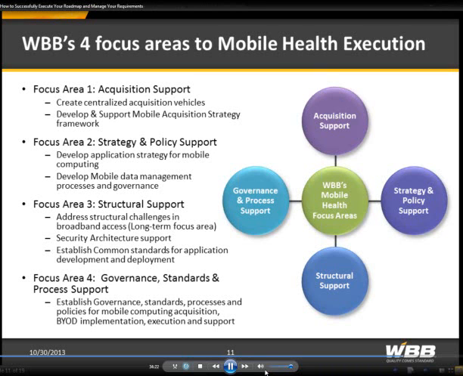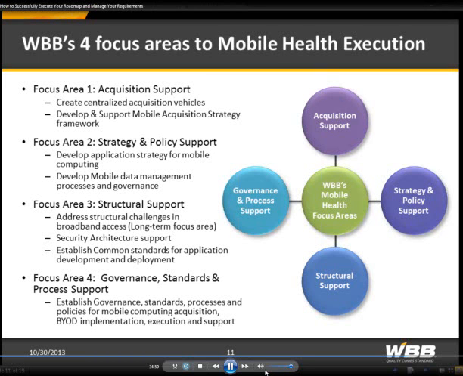We're doing that for one of our DHS clients as well as our VA clients, and being able to do exactly and more than what I detailed here in the webinar from a strategy and policy support standpoint for mobile health, developing application strategies for mobile computing and being able to develop mobile data management processes and governance surrounding that. And more importantly, being able to provide that structural support.